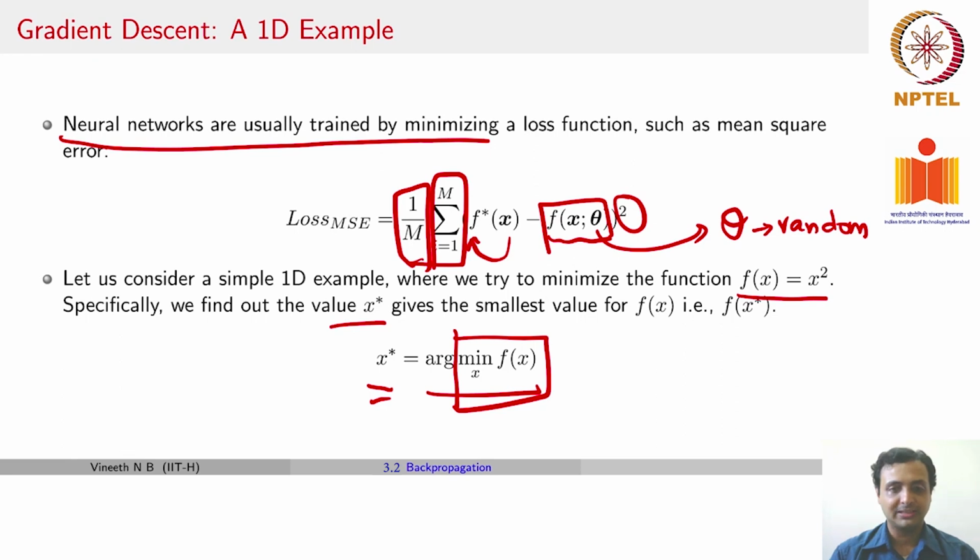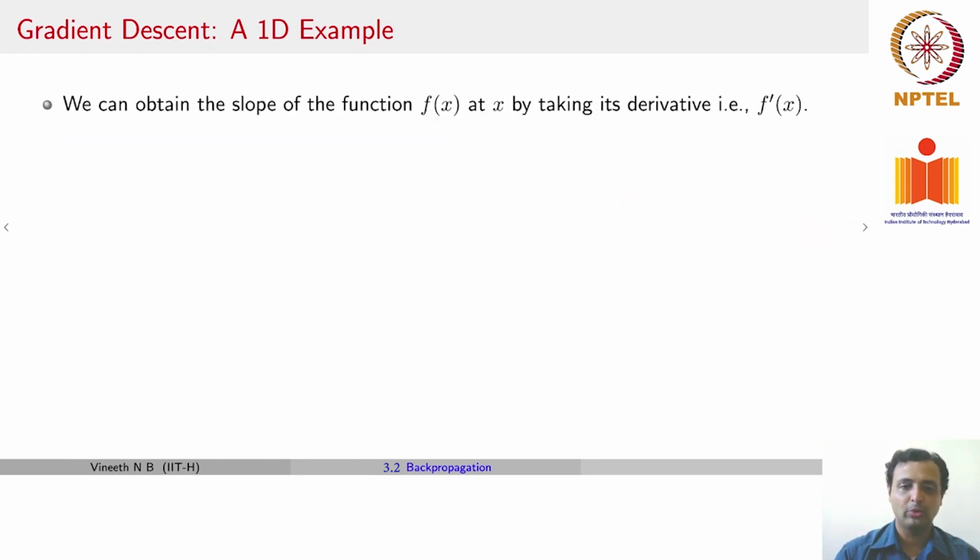So to summarize this slide, you have a mean square error which we typically use to train neural networks. But before we deal with that mean square error loss, let's just consider any function f of x which we want to minimize. Let's try to see how we go about doing it. What gradient descent suggests to us is, given that function f of x, we can obtain the slope of the function f of x at x by taking its derivative. Let f prime of x denote that slope of f at x.